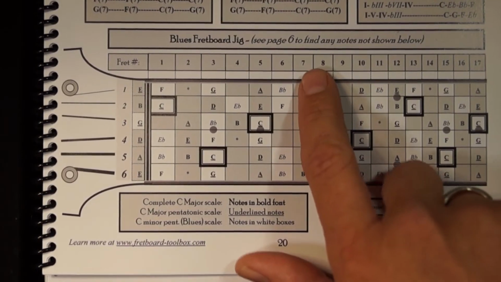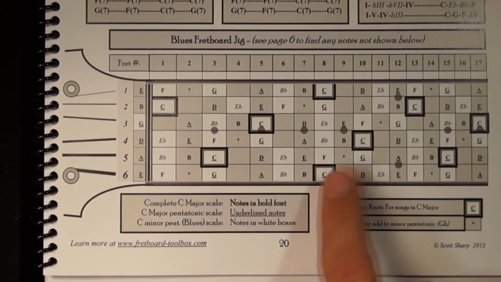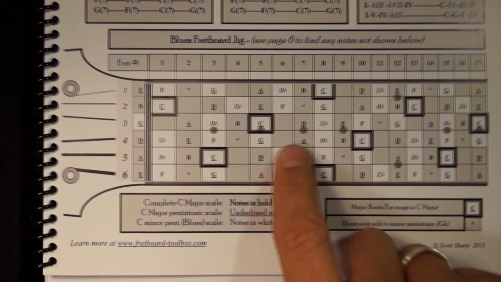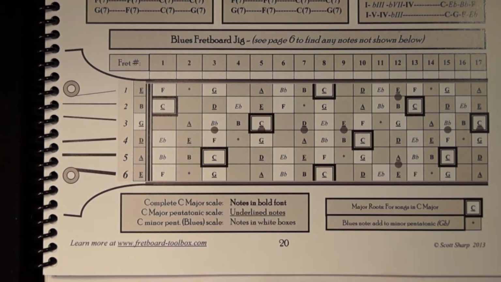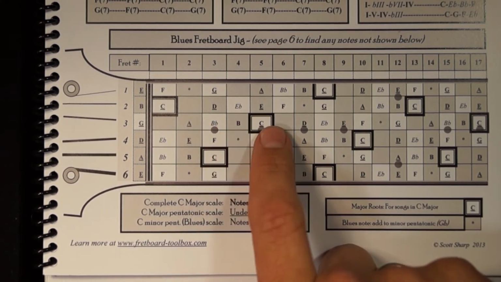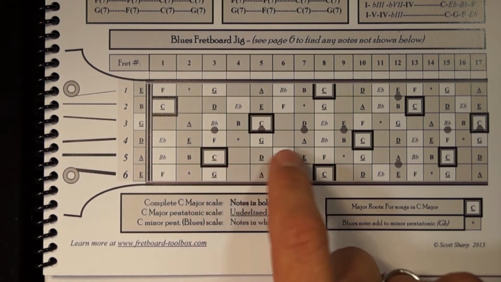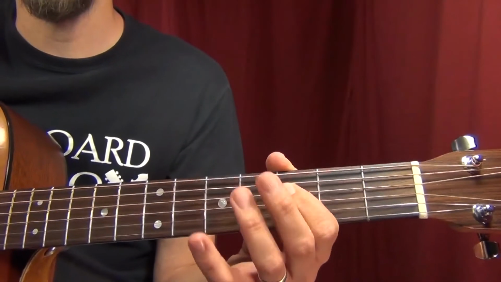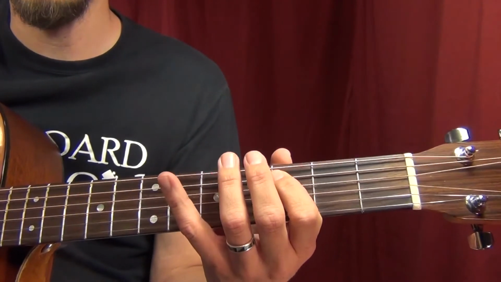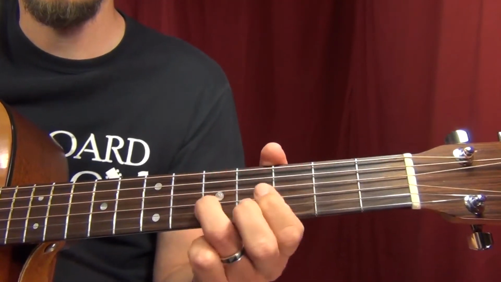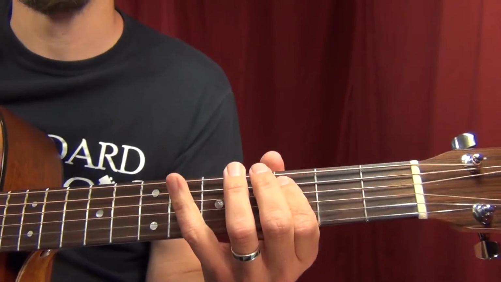So if I come down to my blues fretboard jig, I've still got my root notes all in black boxes here, but I've got my C minor or C blues notes all highlighted in white boxes. So I'm going to play this little C minor pentatonic scale here: C, E flat, F, G, B flat, C. So starting on the C on the 5th string 3rd fret, that's C, E flat, F, G, B flat, C. So listen already to that bluesy kind of sound.